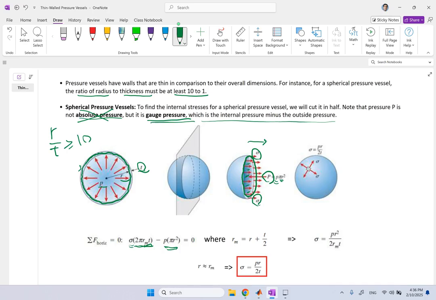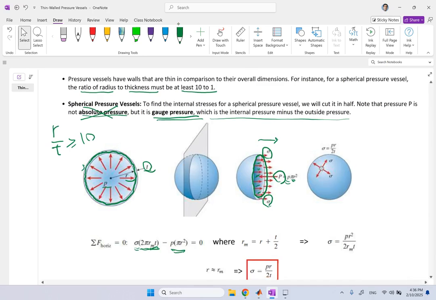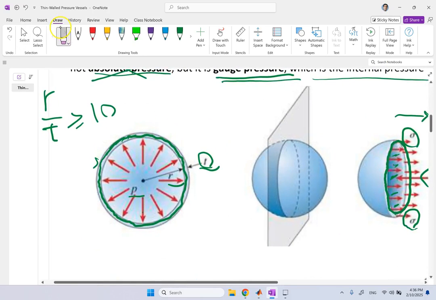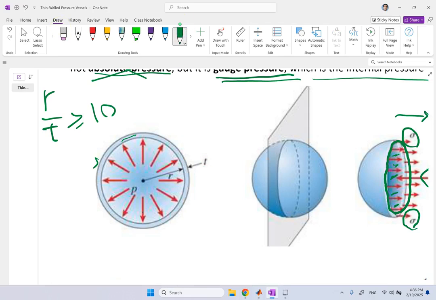rm is the average or the mean radius of this guy, because if you look at it, there are two radii really, right? There is an internal radius and an external radius. R here is the internal radius. There is also an external radius, which is R plus t. And then the midpoint of this has radius rm. So rm is really (r plus (r plus t)) divided by 2, or r plus t over 2. Okay, this is what you have.